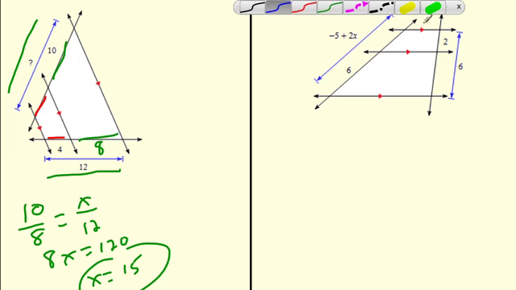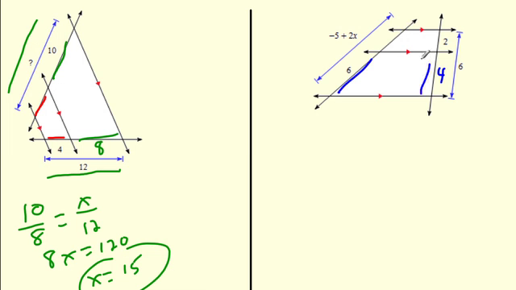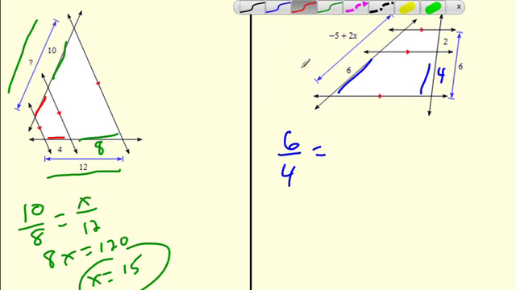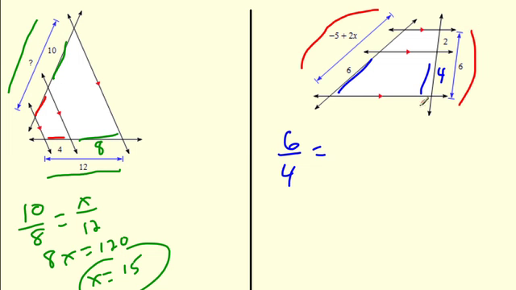So we've got 2 and 6. So I know this is 4. I don't know if I need it. Again, I can't find that side. So I'm going to say 6 is to 4. They match up as what? Then on the outside here, I've got this one is to this one. So I'm looking at negative 5 plus 2x is to 6.